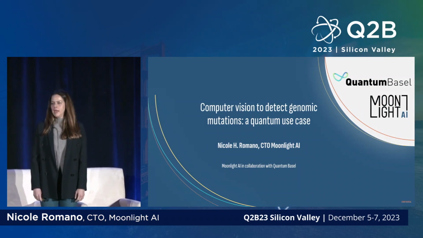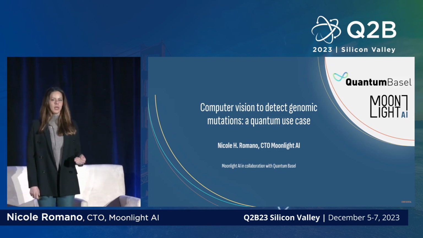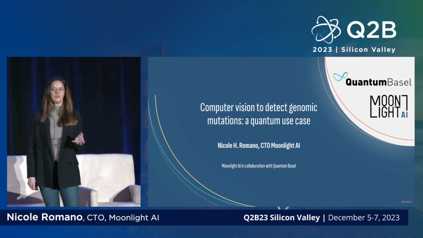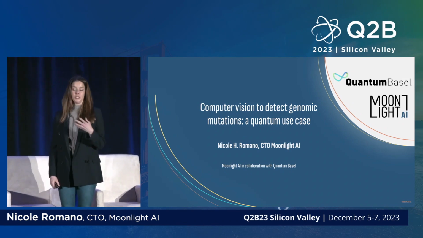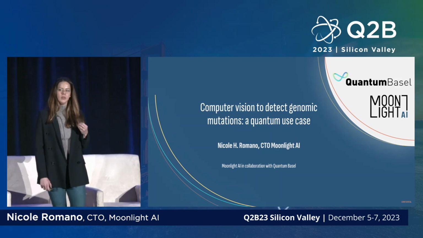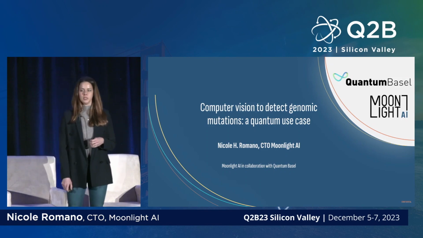I am at Moonlight AI, and at Moonlight we use computer vision to see genomic mutations directly from liquid samples, such as a cancer patient's blood. Our goal is to create a more scalable alternative to molecular testing, and we are exploring a quantum use case in collaboration with Quantum Basel.